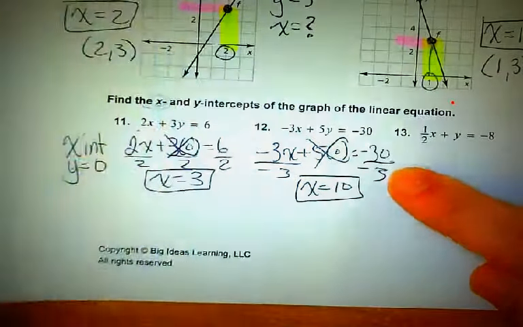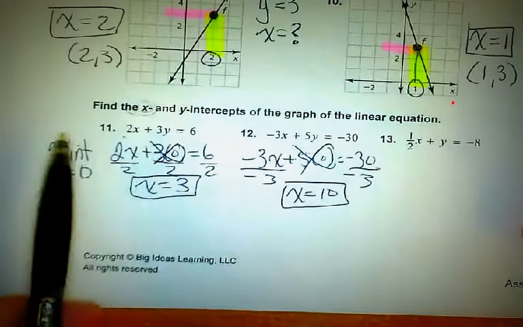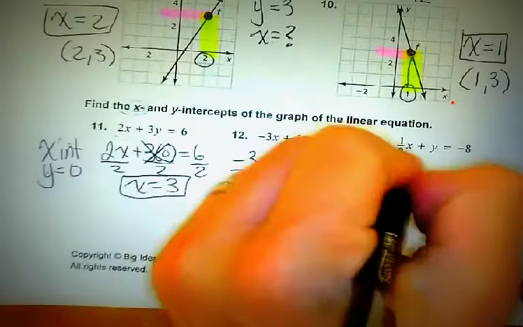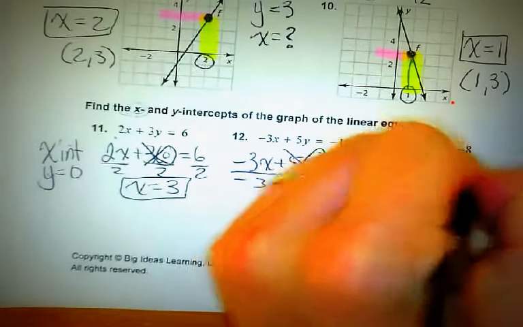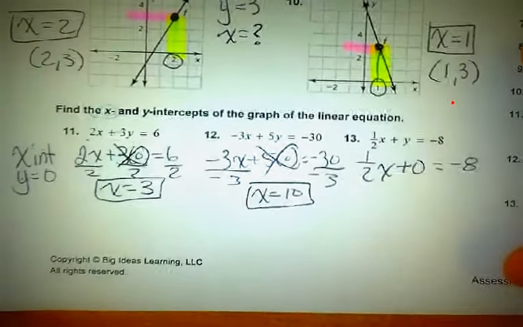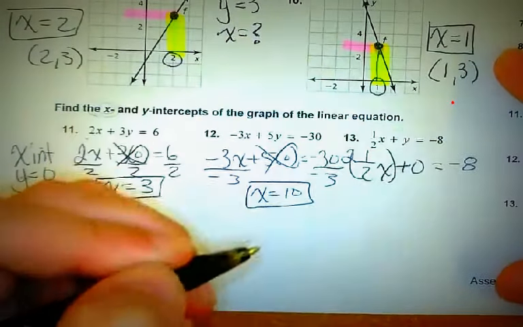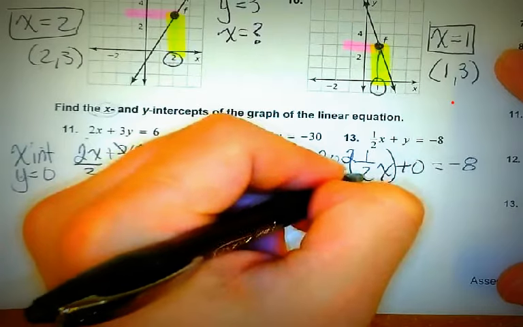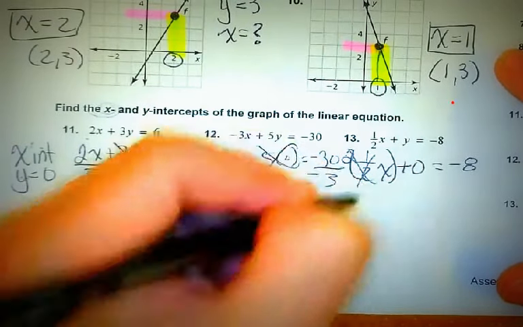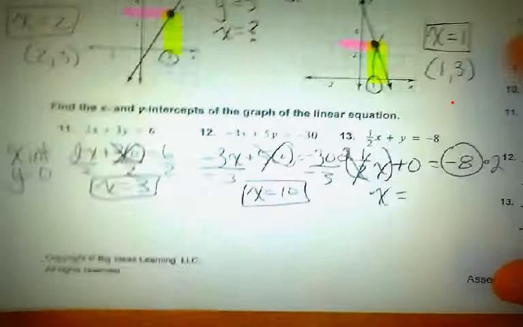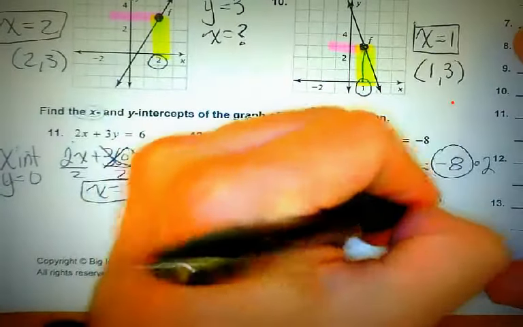Okay. Last one, again, y equals 0. Because this is the x-intercept. So 1/2 x plus 0 is negative 8. So multiply by 2. 2 times 1/2, 1/2 of 2 is 1. Multiply by 2. So you're going to get negative 16.